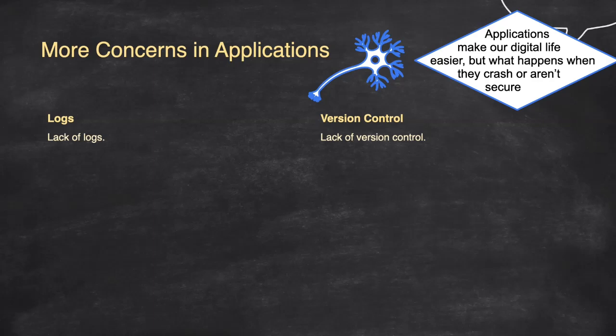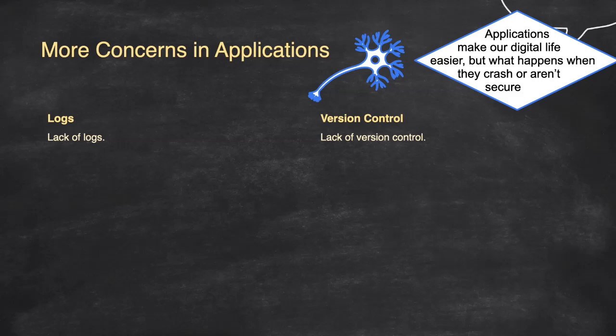A lack of version control means there is no structured system in place to track changes to software code, documents, or configurations over time. This absence can lead to confusion, and developers may overwrite each other's work, making it difficult to identify or undo changes.